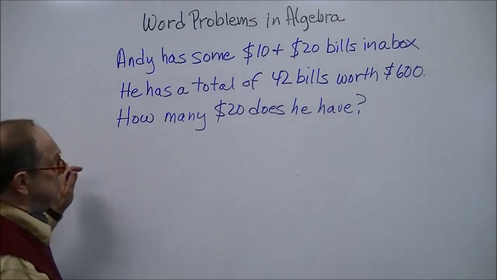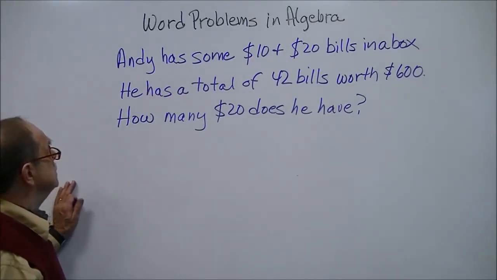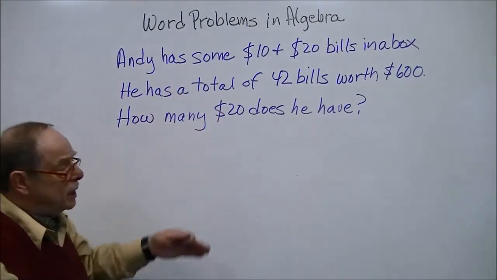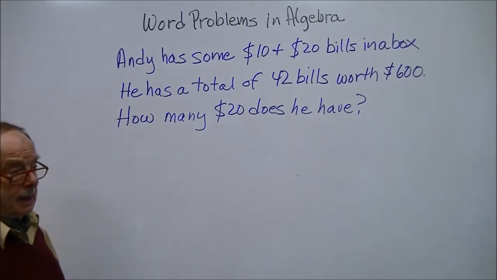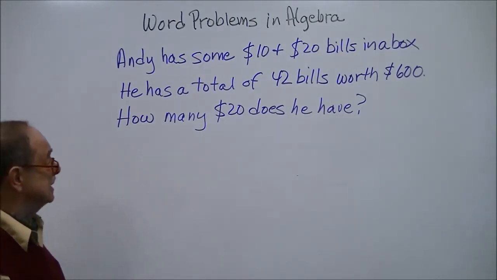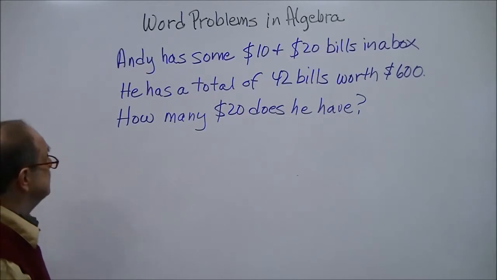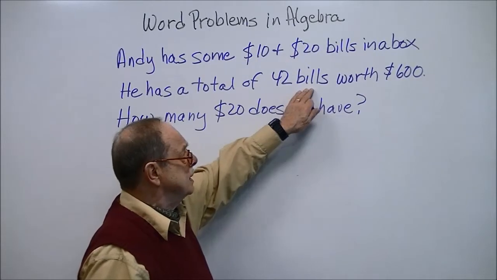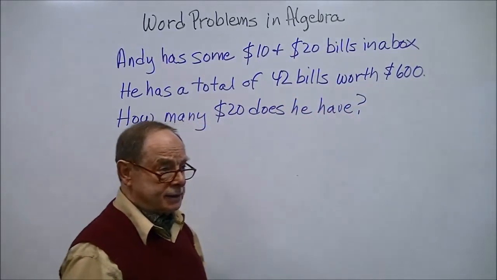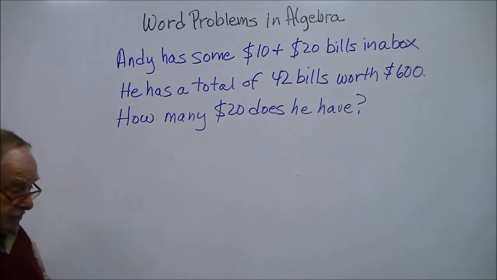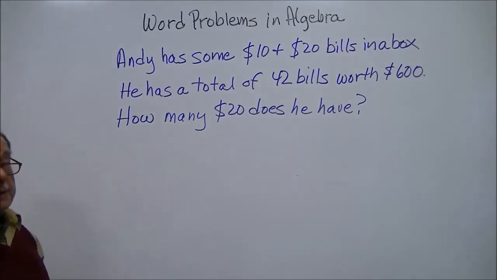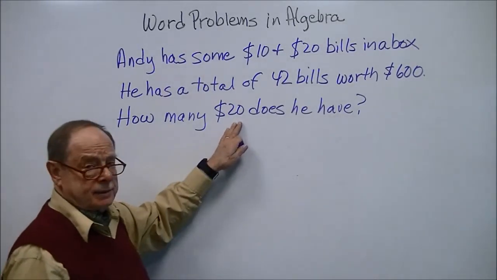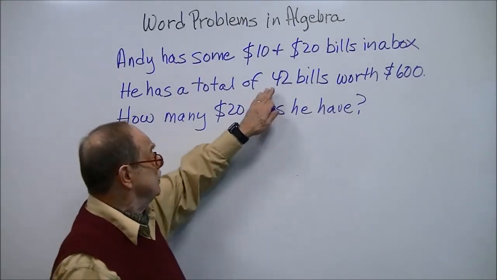Here's another very typical kind of problem that you might run into. It says Andy has some $10 and $20 bills in a shoebox under his bed. He doesn't believe in banks. He has a total of 42 bills that are worth $600. So the 10s and 20s, if you add them all up, it's $600. But they're wondering, how many $20 bills does he have of those 42?